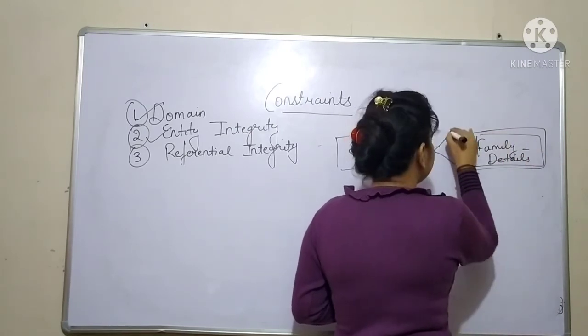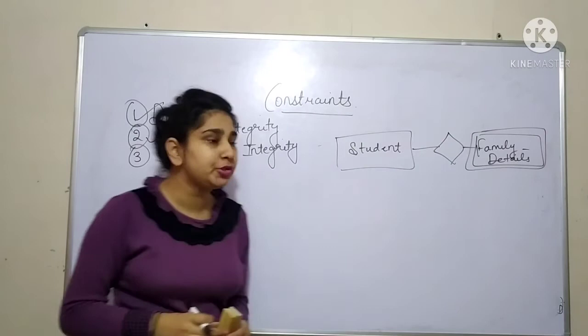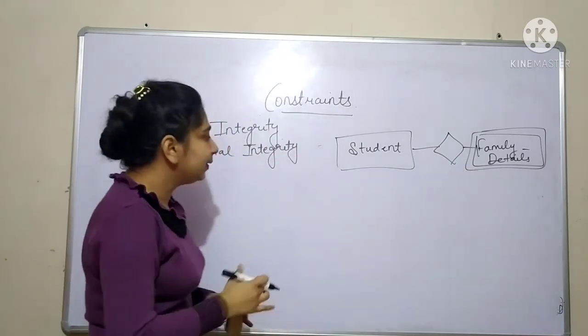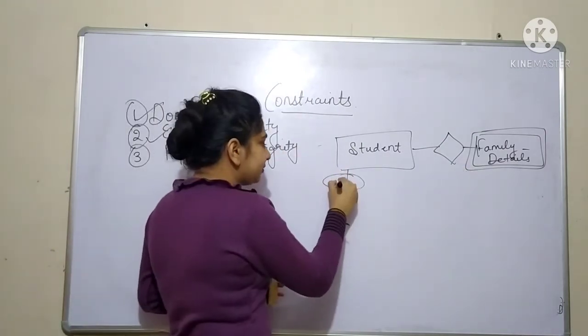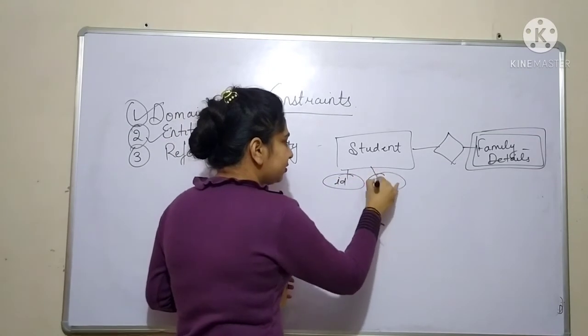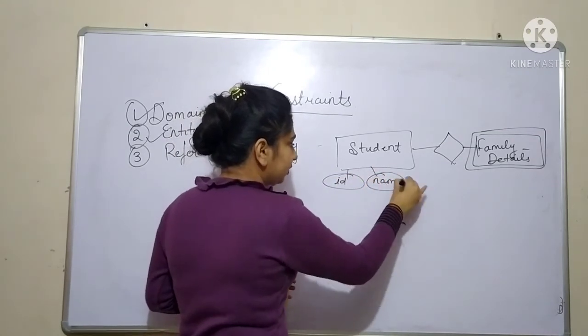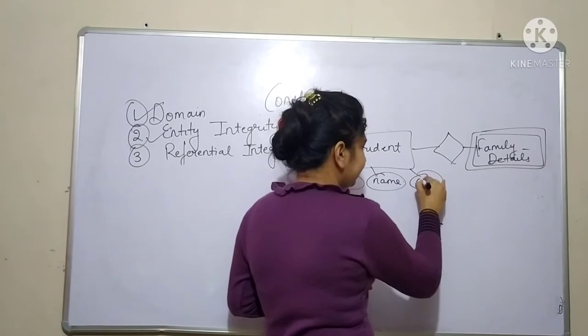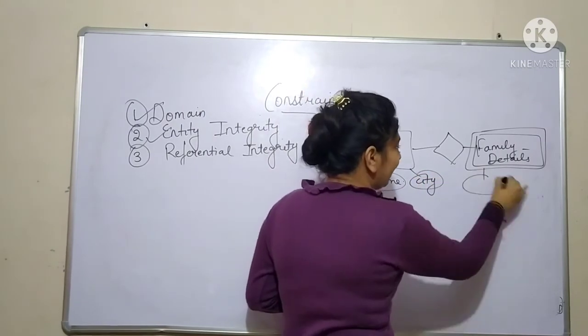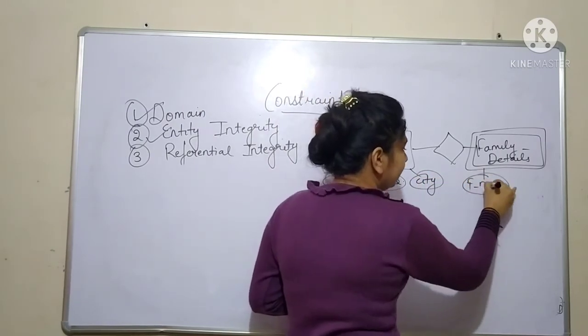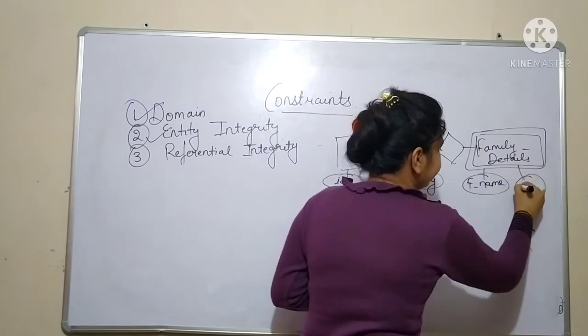And there is a relationship between these two entities. The various attributes are student ID, student name, and student city. The various attributes are father name and mother name.